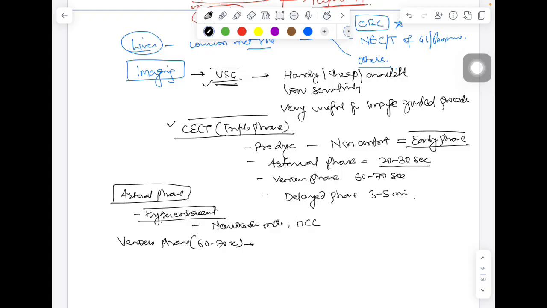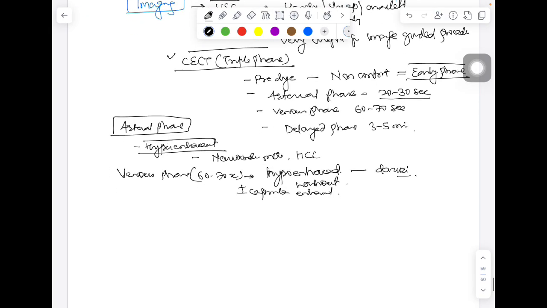And here, what we are looking for is also called the portal phase. We are looking for hypoenhancement, so the lesion looks darker. Okay, and this is a washout. So hepatic supply is gone. Now portal supply has come up, and plus minus capsular enhancement stays. So then by the delayed phase, everything will go.